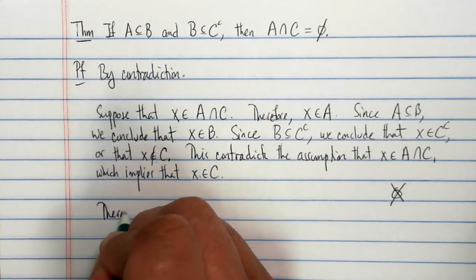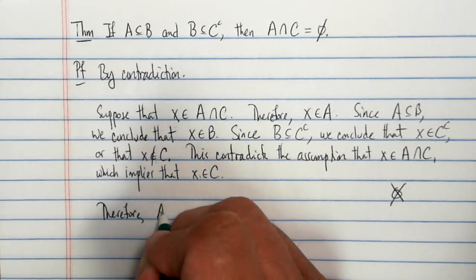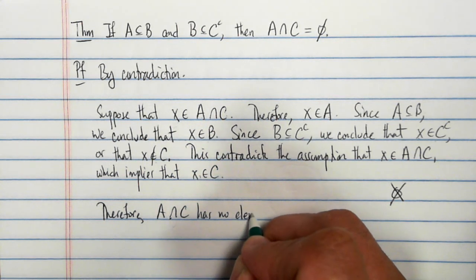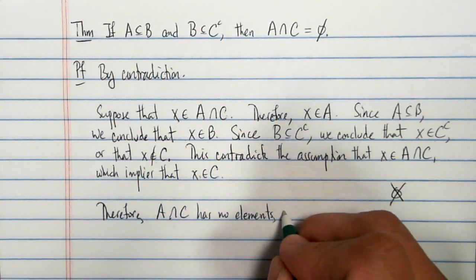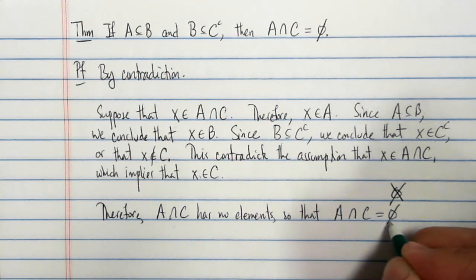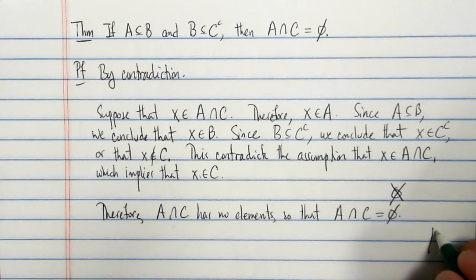Therefore, A intersects C has no elements, so that A intersects C is the empty set. And so that's the end of the proof.